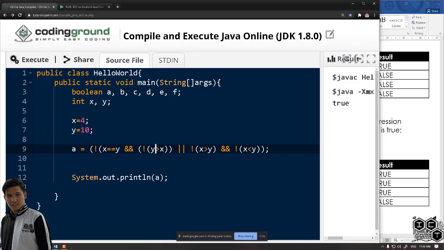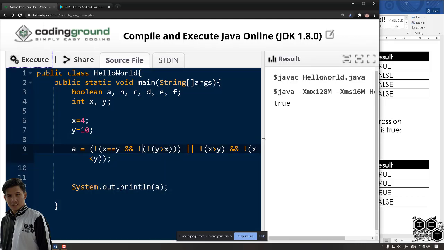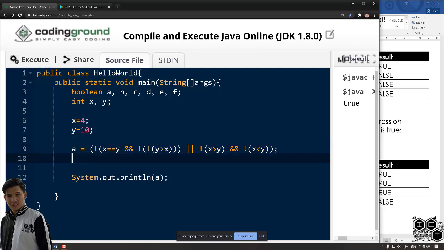Kung gusto nyo pa kasing maglagay ng isa pang not operator, igaganyan nyo na siya ulit. Lalagyan nyo lang siya ng open and close parenthesis like this one. So, hindi na ako naglagay ng activity regarding dito kasi yun yung mga next activities natin. Diba? So, let's try to analyze this one line per line or individually.